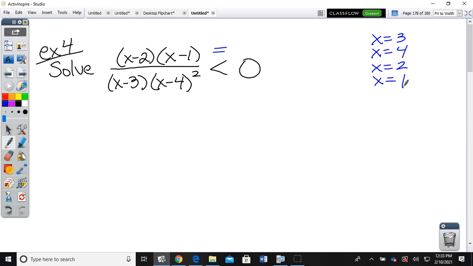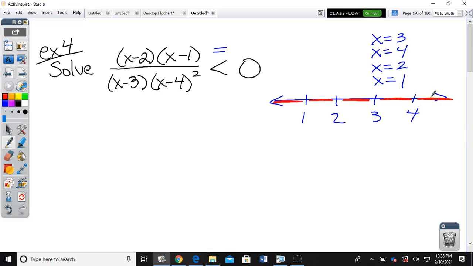Okay? But you're not checking those actual numbers. All right? Because, again, we're talking about less than. So think of a number line, and these 4 numbers are going to be on it: 1, 2, 3, 4. Okay? Between those are the intervals that we're going to check. So how many intervals do I have?